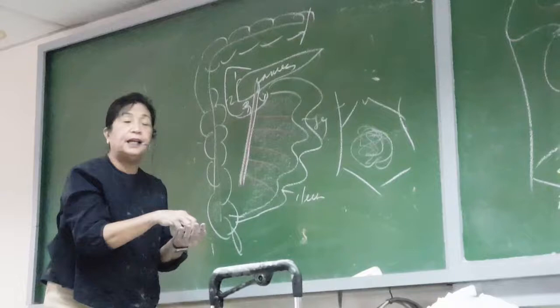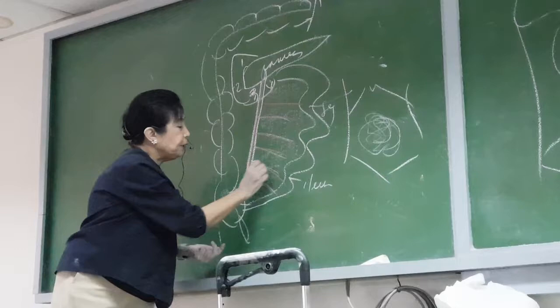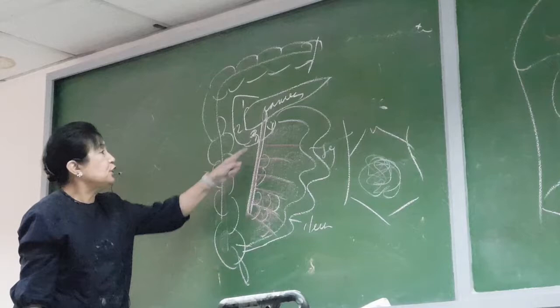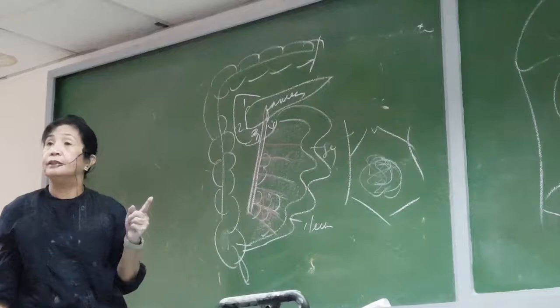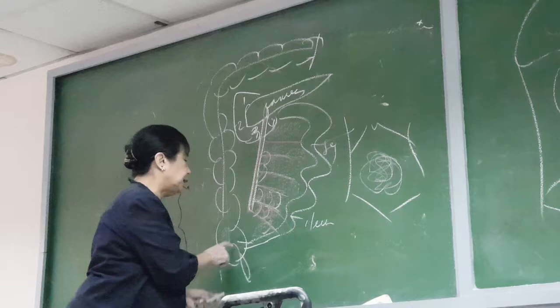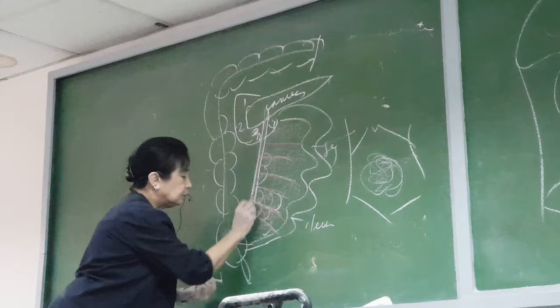Paano niyo malalaman na jejunum yun at saka ileum? Okay? There are too many arcades here in the ileum. Dito, konti lang. Okay? Mas maraming arcades dito. Dito, konti lang sa jejunum. Okay? And the branches of the superior mesenteric artery can be identified. Titingnan niyo muna yung gut. Okay? So, identify niyo muna yung gut. And if ever you have now here your cecum and appendix. Okay, and this one here is what is this? Superior mesenteric artery.